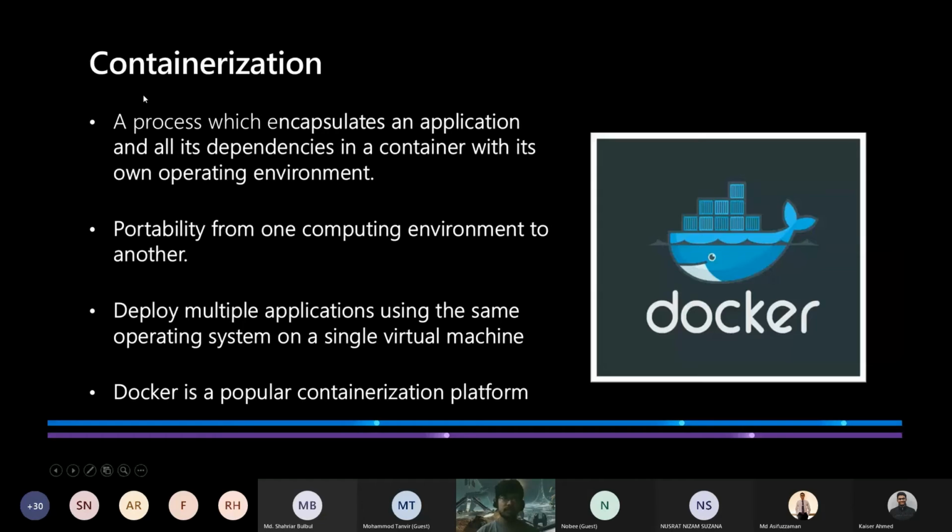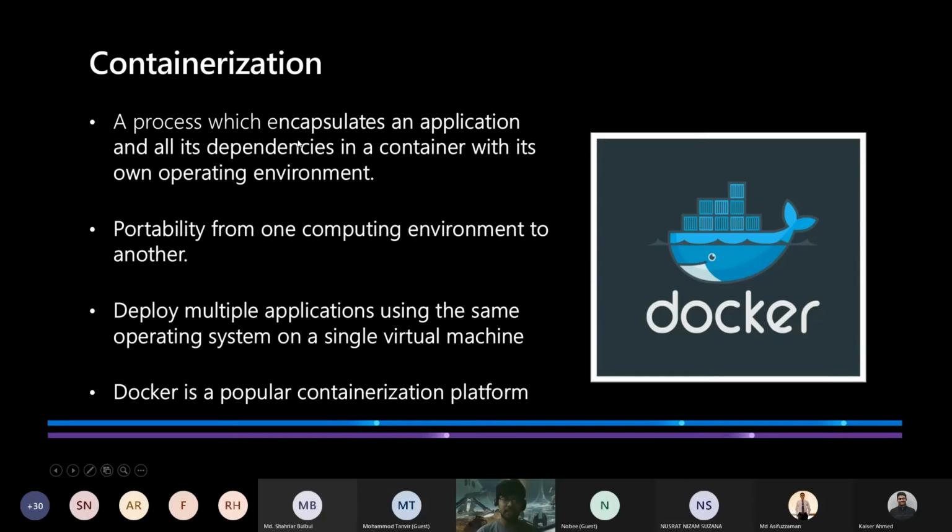So moving on to containerization, it has already been described by Kaisar, but I'll just be touching the key outlines over here. So containerization means a process which encapsulates an application and all its dependencies into a container with its own operating environment. This own operating environment doesn't necessarily mean that it would require an operating system. It would be just like anything.